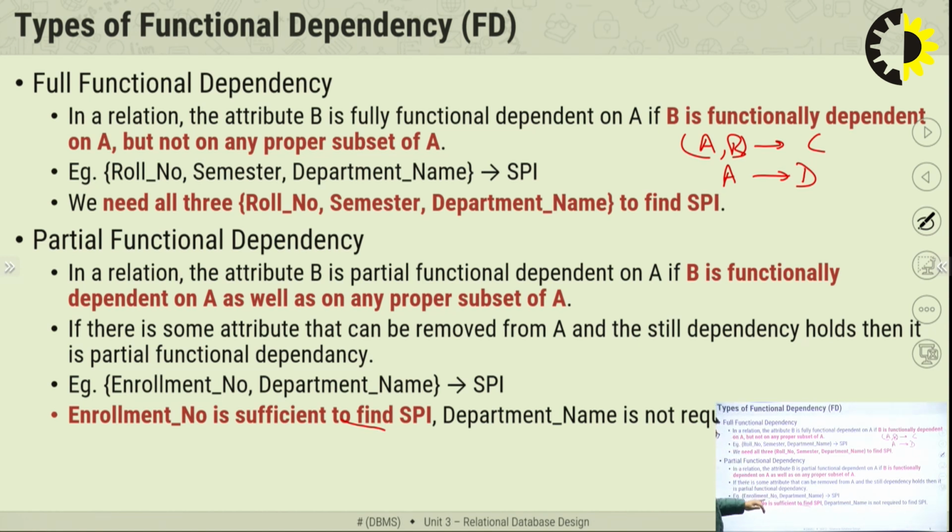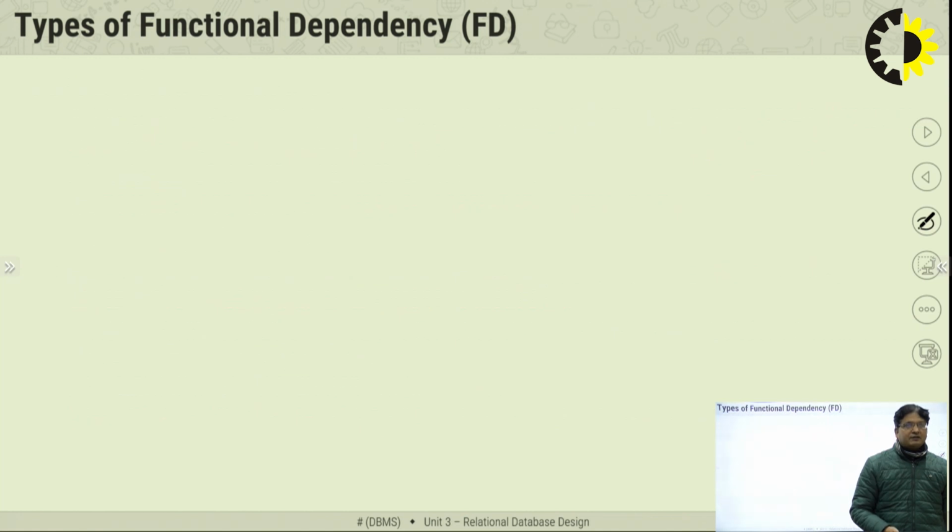For example, there is the enrollment number and the department name. Both of these attributes determine SPI. Now the enrollment number alone is sufficient to determine SPI. So this is an example of partial functional dependency.